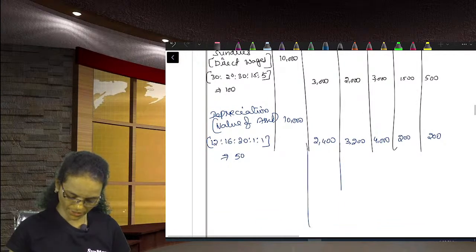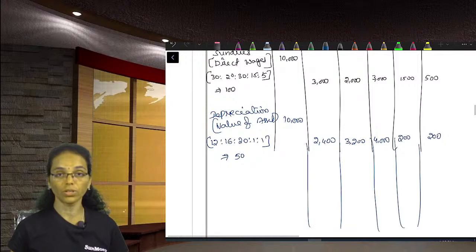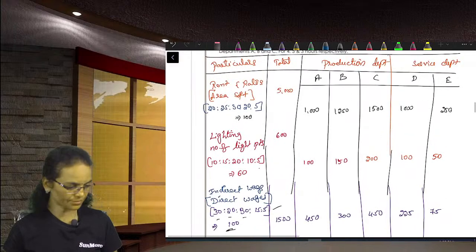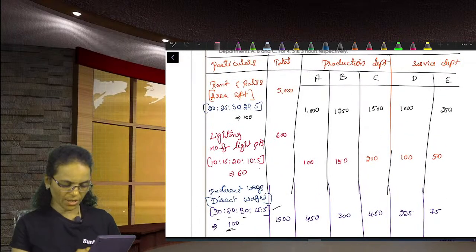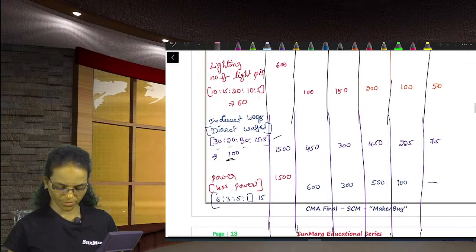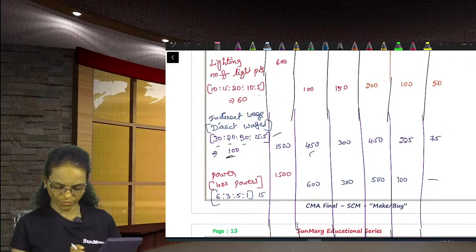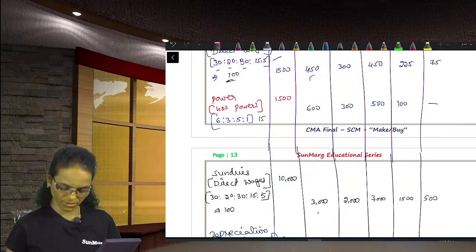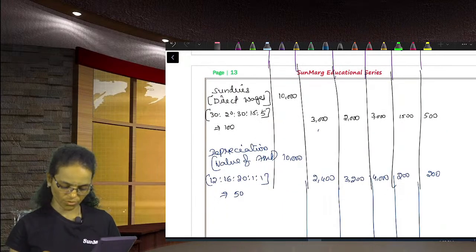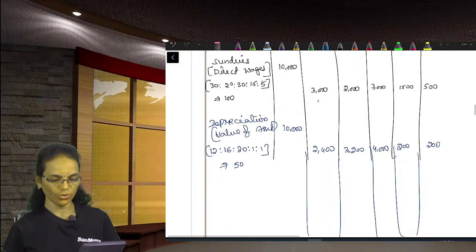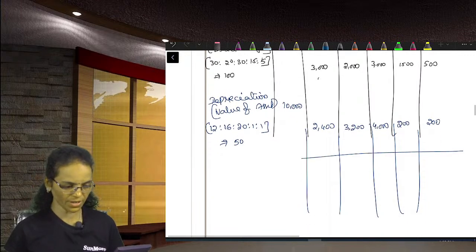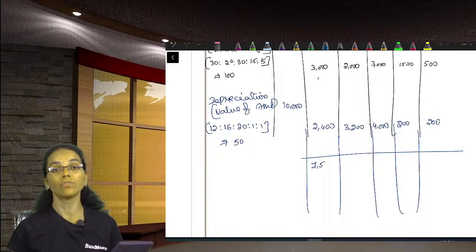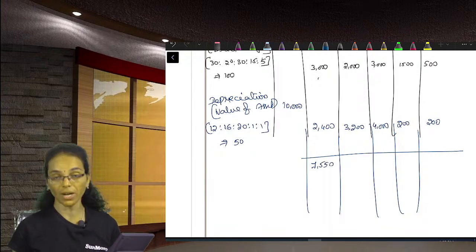Now we need to add total of respective departments. 1,000 plus 100 plus 450 plus 600 plus 3,000 plus 2,400. Total is 7,550 rupees for the department A.